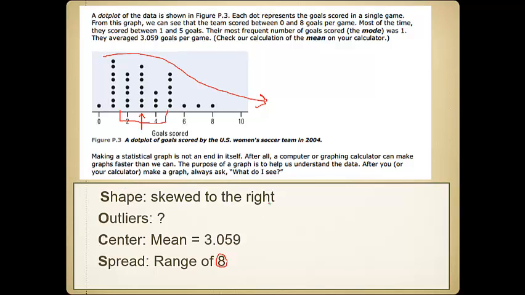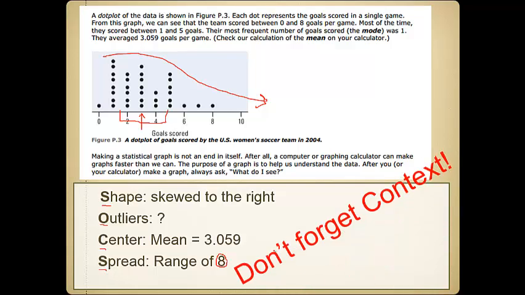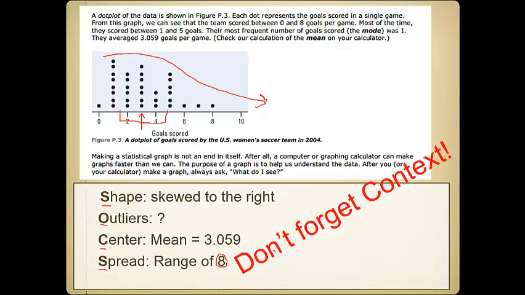We call this our SOCs. S, shape, O, outliers, center, and spread. So whenever you're talking about a graph, make sure you describe the SOCs. Don't forget to put everything in context. Make sure you're talking about the U.S. women's soccer team in 2004 and their goals as you're describing these 4 things.